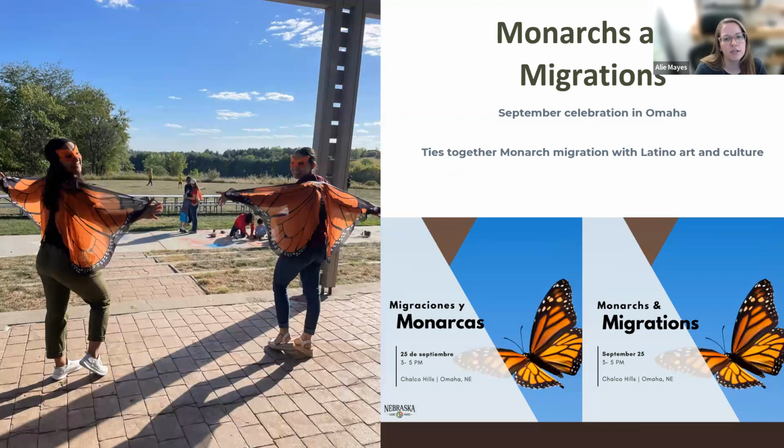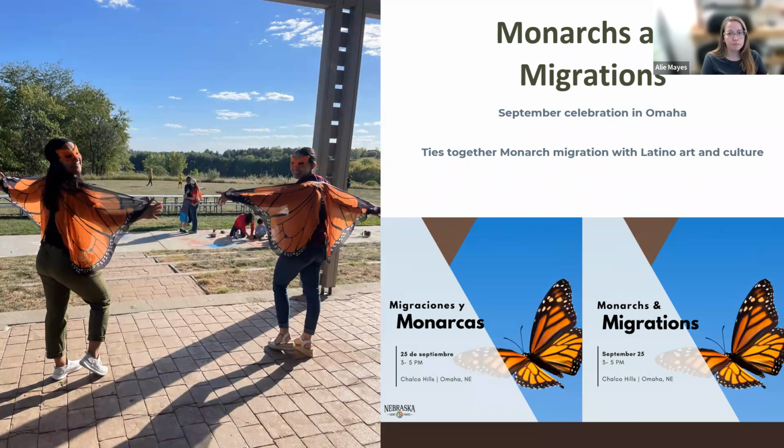The next one I wanted to talk about was Monarchs and Migration. This is when we started last year. It's a September celebration up in Omaha, and it's really focused on tying together the monarch migration with Latino art and culture. The goal was to have a bilingual event that tied together Latino Heritage Month with the monarch migration, and also monarch tagging, the community science that happens around monarchs.